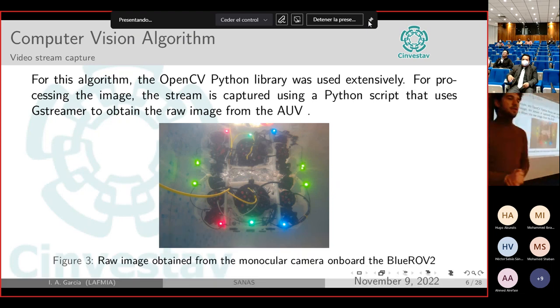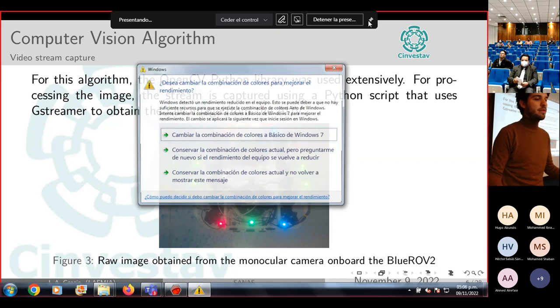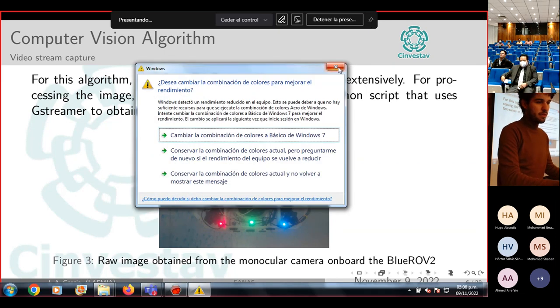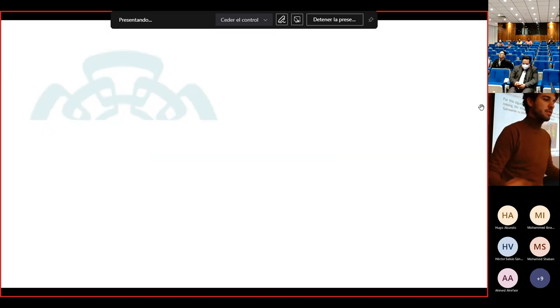Now I'm going to talk about each one of these steps that the algorithm follows for tracking this marker. The first one is the video stream capture. We used a GStreamer pipeline to obtain the raw image that is recorded by the monocular camera on board of the BlueROV vehicle. And we used the OpenCV Python library for processing the image.